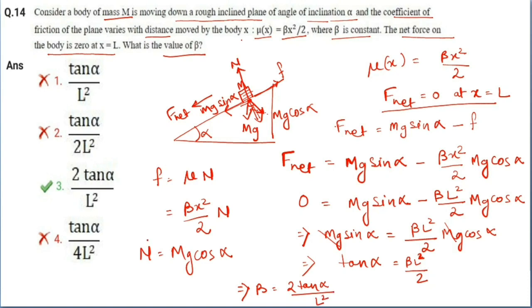Let's check from the options. Option 3, that is 2 tan alpha divided by L square, is the correct one. This is our answer, the value of beta.